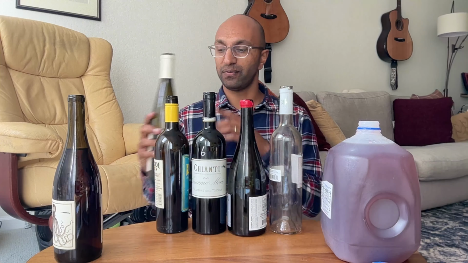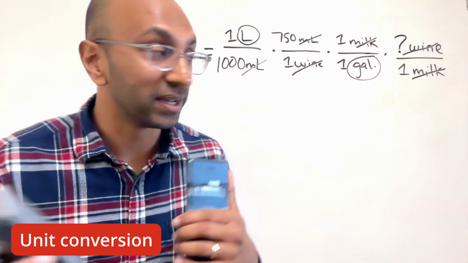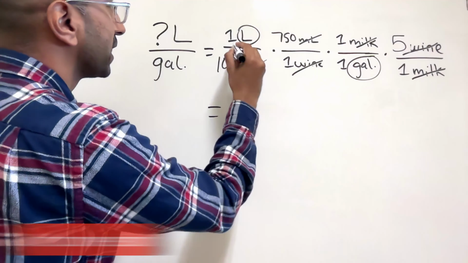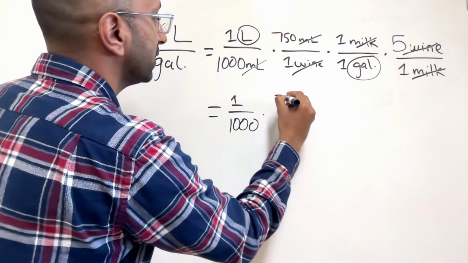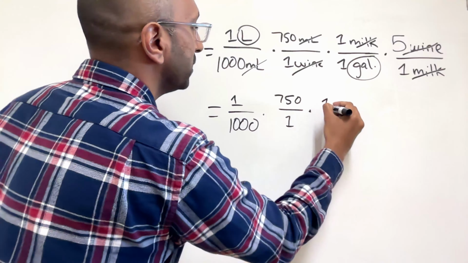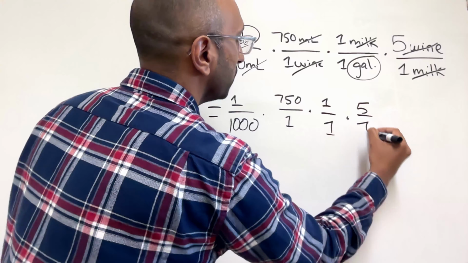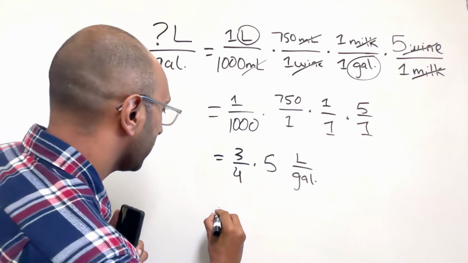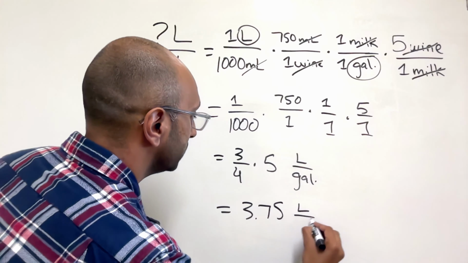Okay, so it was a little more than 5 wine bottles. 1, 2, 3, 4, 5, and a tiny little bit of this one. Since this is pretty rough anyways, we're just gonna forget about that and roll with the number 5. So cool, my guess of 5 turned out to be right. We can now plug in that number here to see what we get. Plugging in 5, our computation is now 1 divided by 1,000 times 750 divided by 1 times 1 divided by 1 times 5 divided by 1, which equals 3/4 times 5 liters per gallon, aka 3.75 liters per gallon.